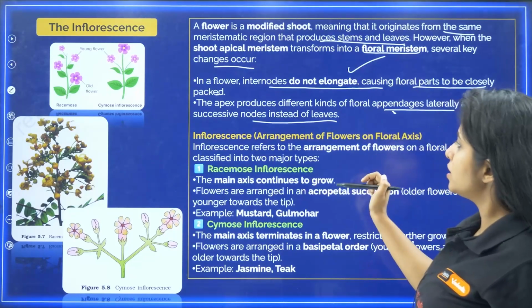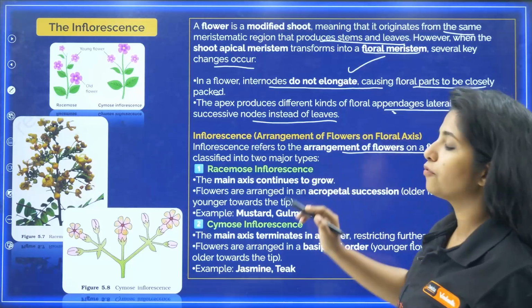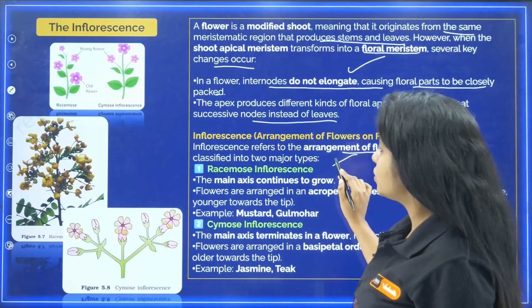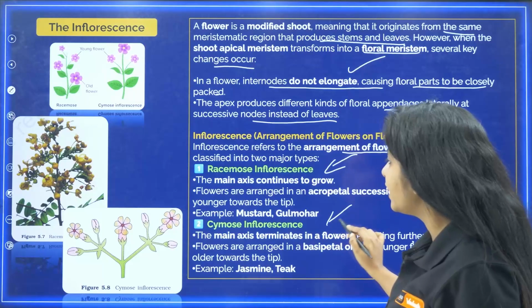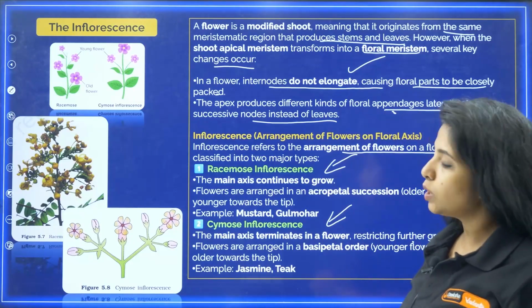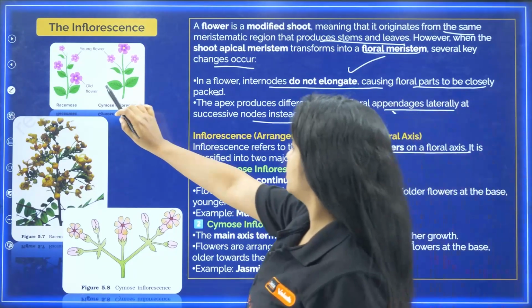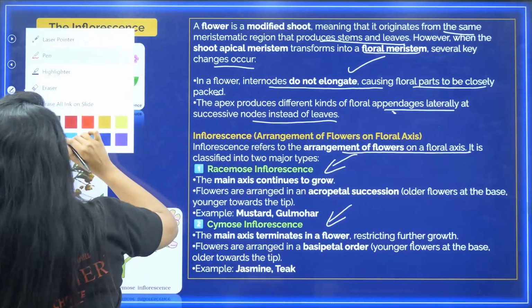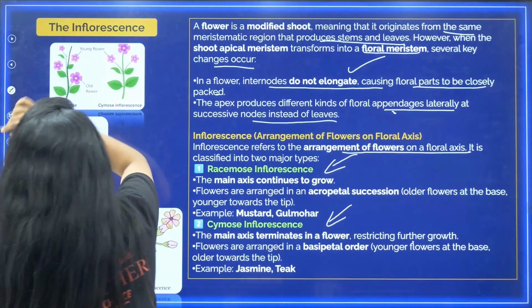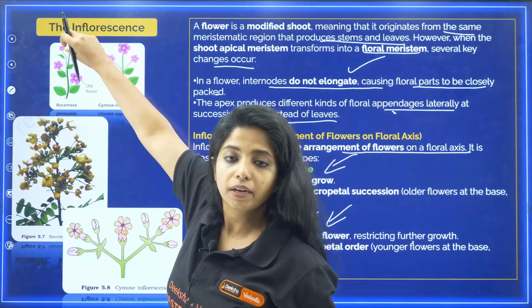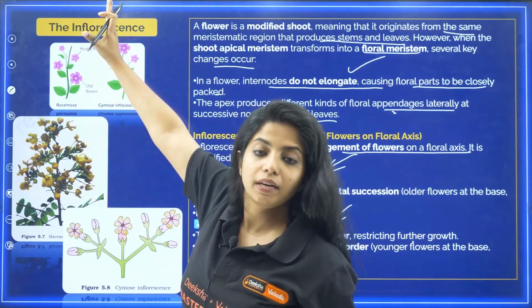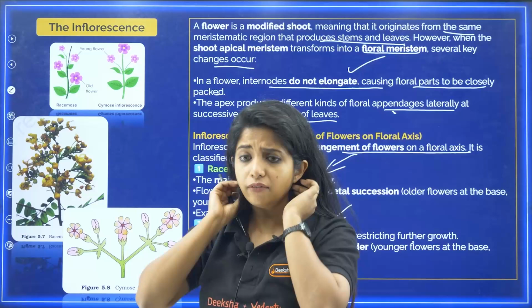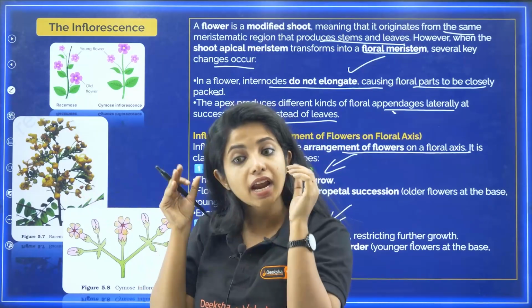Now, inflorescence refers to the arrangement of flowers on a floral axis. In an axis, how is it arranged? So we have two types. One is racemose inflorescence and the second one is cymose inflorescence. In racemose inflorescence, as you can see over here, my dear children, there is a main axis that continues. It is not terminated with a flower. The axis is continuing. What is happening? The flowers are generated laterally.